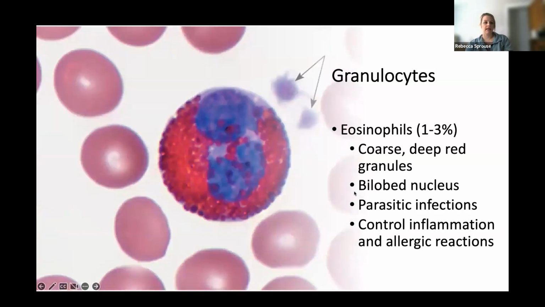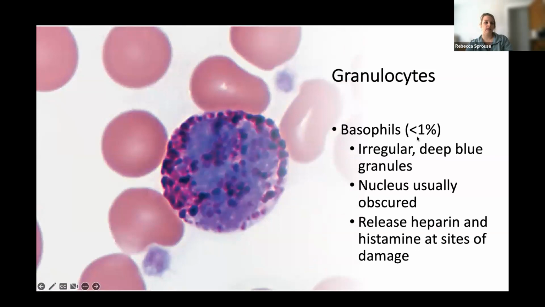The next granulocyte are going to be eosinophils. There's not very many of these circulating at any given time, only about 1 to 3%. The textbook feature here are going to be these very dark red, or sometimes they just look pink, but very dark and prominent granules in the cytoplasm. The nucleus is usually bilobed, so usually 2 lobes. It usually looks like a horseshoe. But eosinophils respond to allergic reactions and parasitic infections.